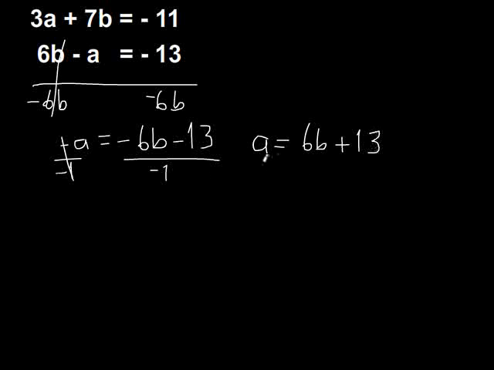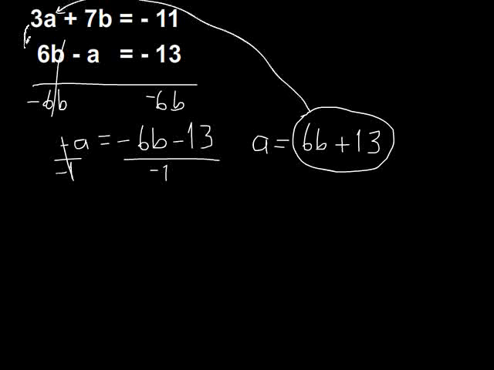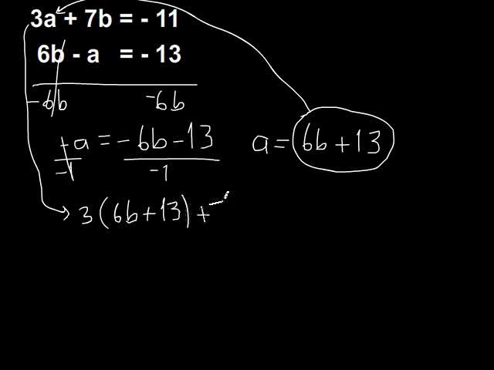Since you know what a is, you can substitute a in one of the equations with 6b plus 13. So let's choose the first equation. In that equation, we will substitute 6b plus 13 instead of a. That will give us 3 times 6b plus 13, plus 7b, is equal to negative 11.